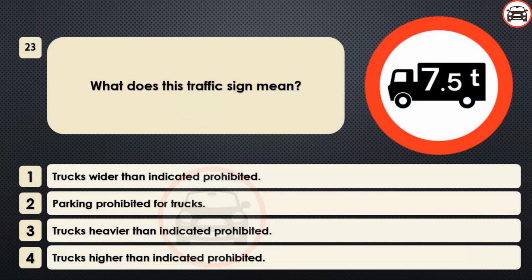What does this traffic sign mean? 1. Trucks wider than indicated prohibited. 2. Parking prohibited for trucks. 3. Trucks heavier than indicated prohibited. 4. Trucks higher than indicated prohibited.